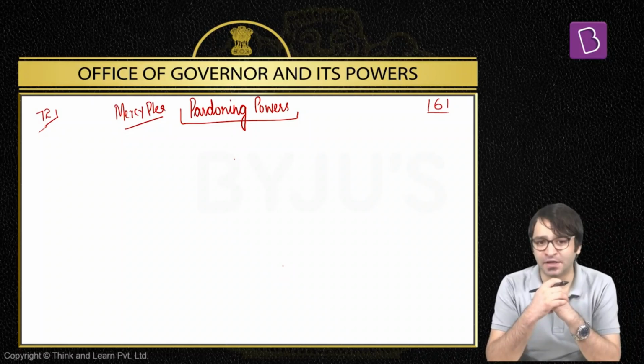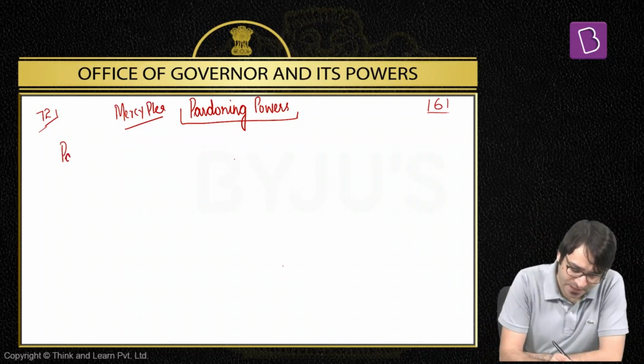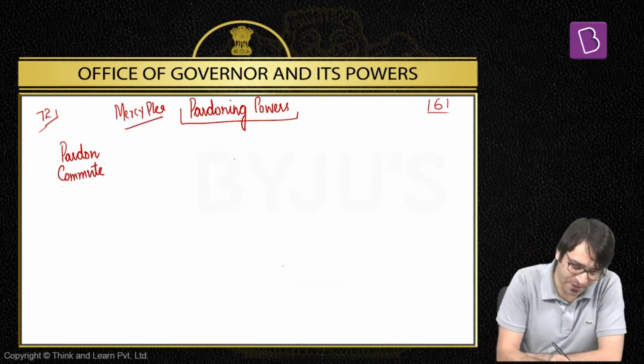And president has various powers when it comes to this mercy petition. The president of India may pardon me. The president of India may commute my sentence. The president of India may also remit my sentence. The president may grant me respite. The president may grant me reprieve as well.